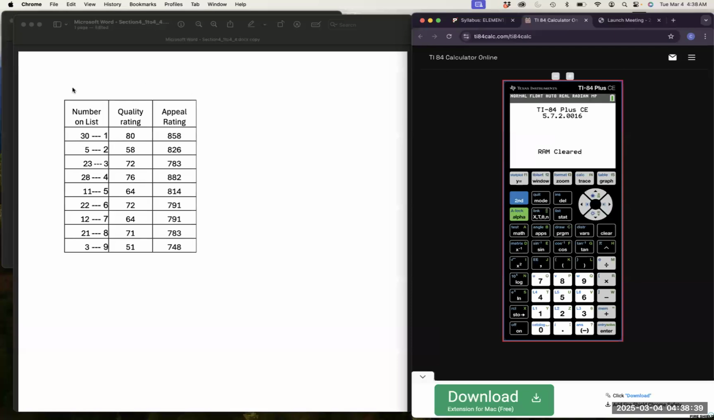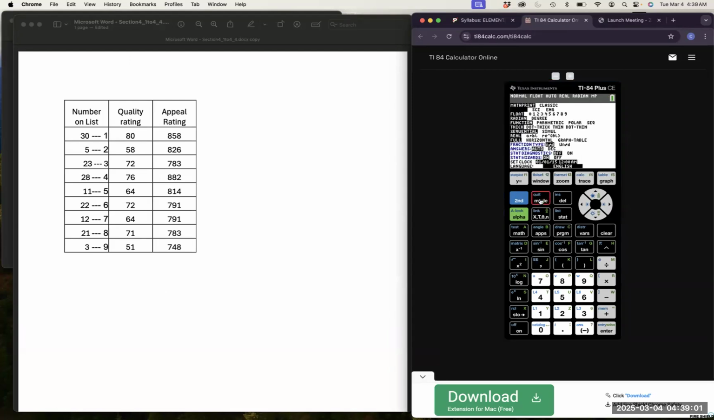And so my goal here is to create the linear regression line for this set of data. It came from an early assignment where we had quality rating and appeal rating. And what I want to do is enter a list 1 and a list 2 so that I can get the linear regression. Before we do anything with our graphing calculator, we want to make sure the stat diagnostic is on. So I'm going to click on mode here and scroll down to stat diagnostic, go down, and I want to make sure that that's on. Press enter, and so that it's on now, and so I can go to quit.